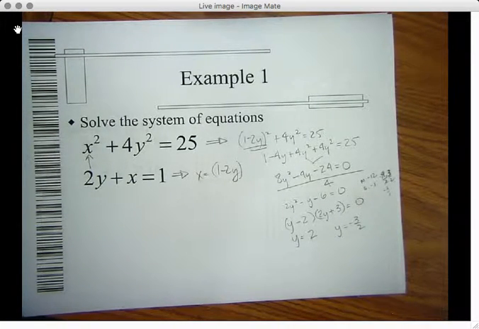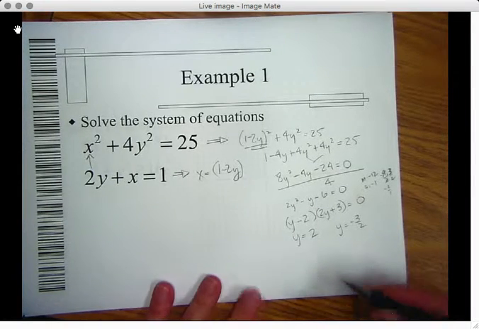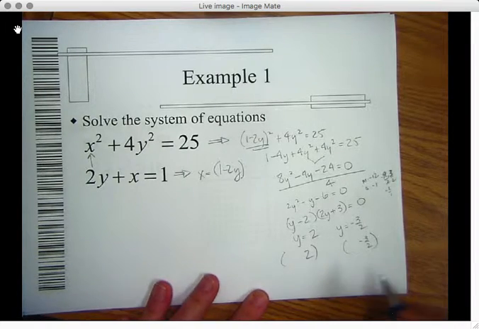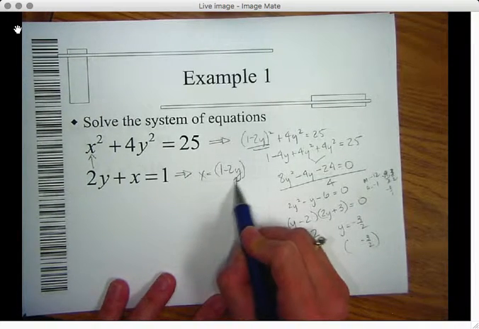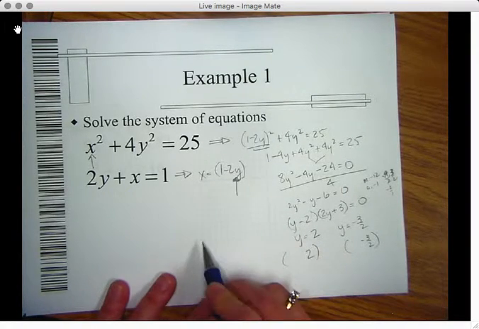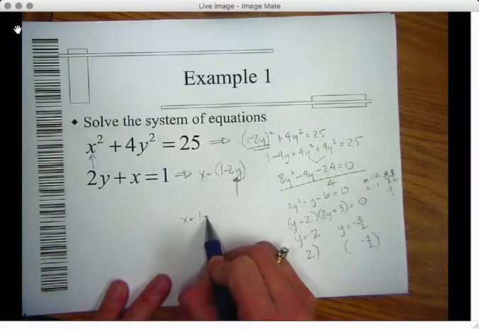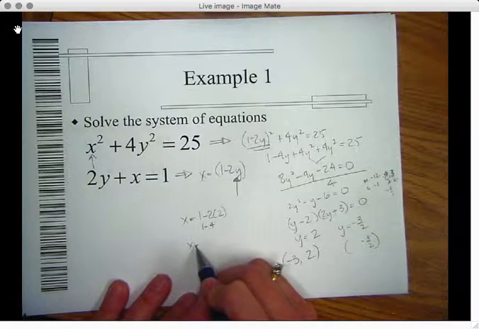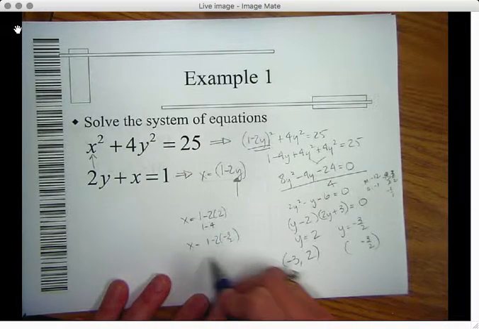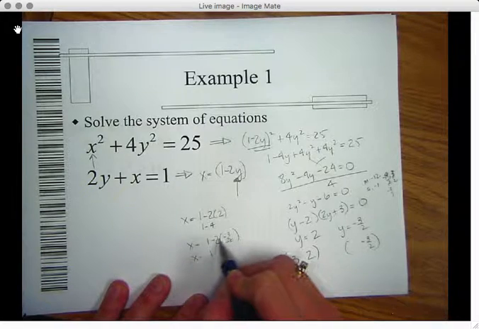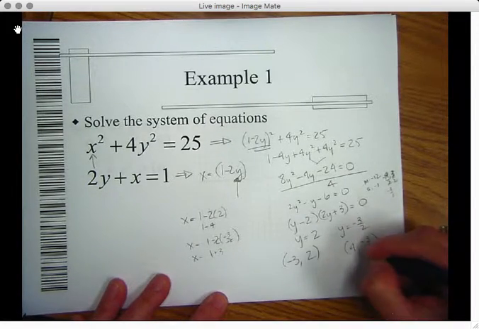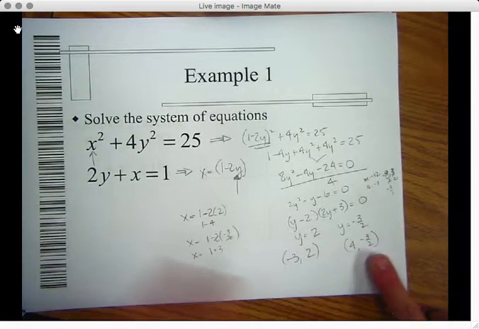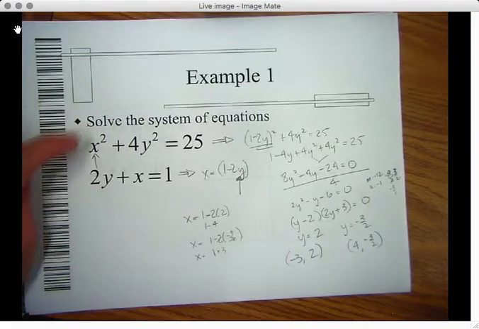That's great, but I need x values to go with them. So if y is 2 and y is negative 3 halves, I'm going to plug each of them, one at a time, right here to figure out the x value. In one case, I plug in 2 and I get negative 3. In the other case, I plug in negative 3 halves and I get 4. So there are the two ordered pairs where these two things cross. One of these is an ellipse, the other one's a line.